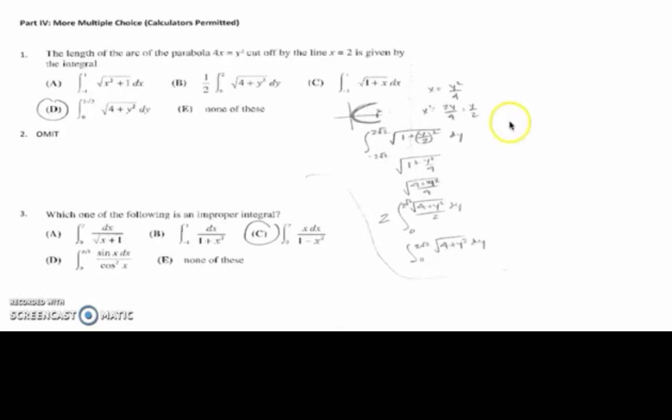All right, we have two more multiple choice problems, this time that allow a calculator. However, I'm not entirely sure the calculator will help you on these two, and let me explain why.